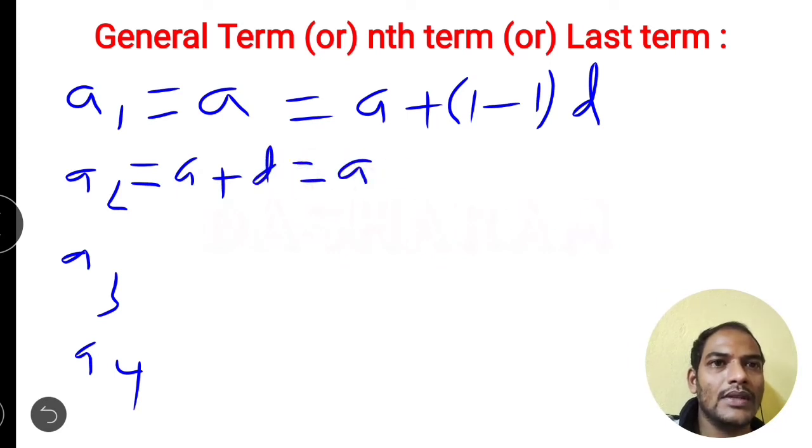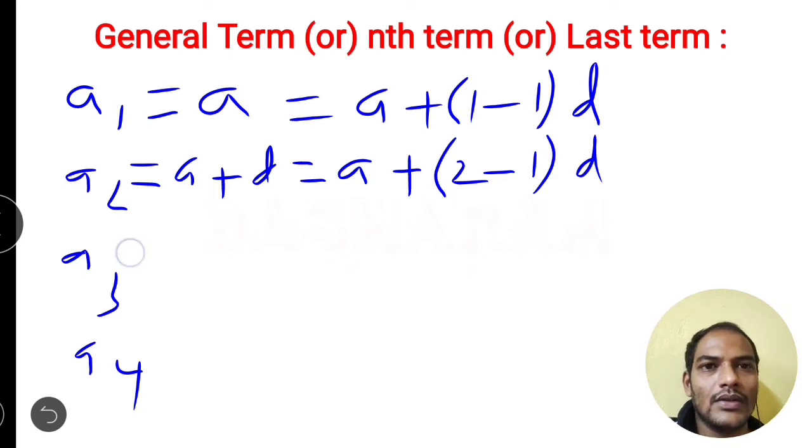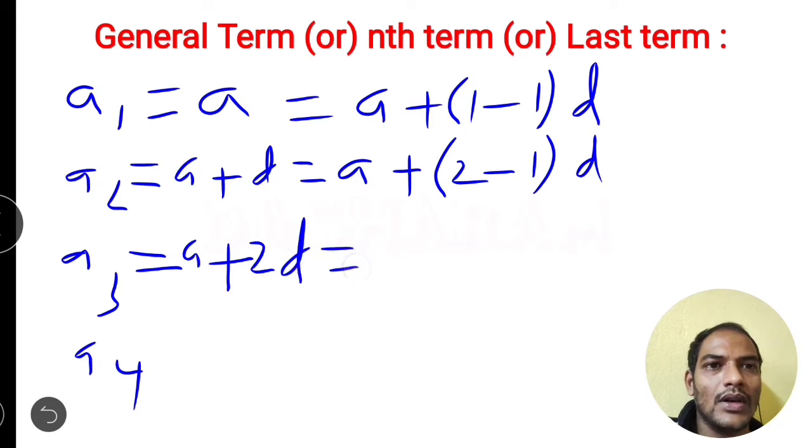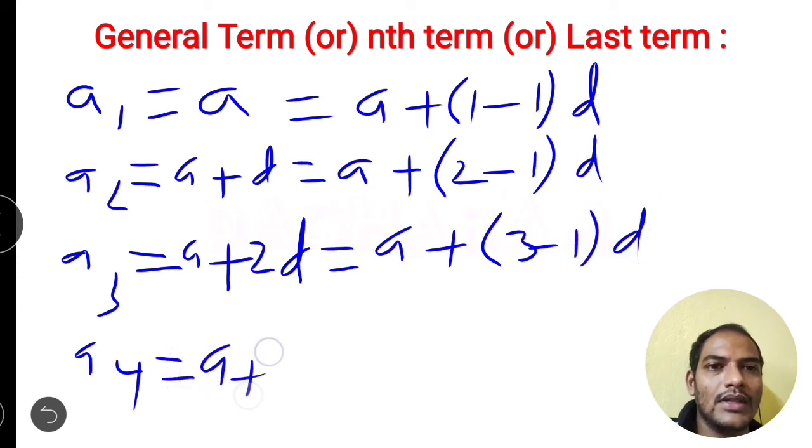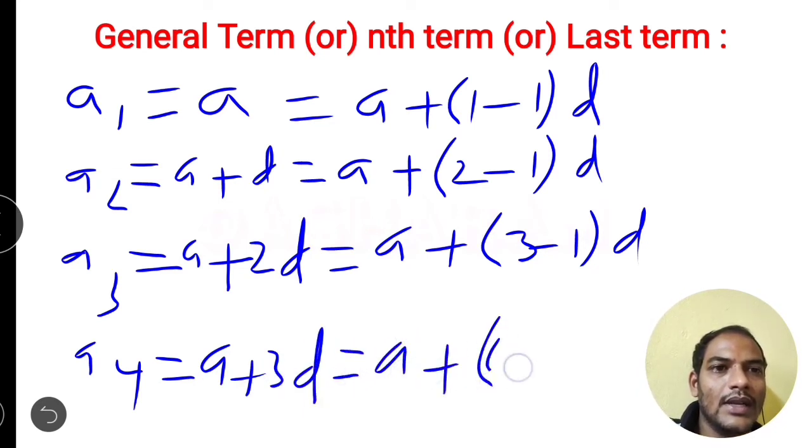So A plus D, I am writing as 2 minus 1 into D. 2 minus 1 is 1, 1 into D. So next A3, actually A3 is A plus 2D. Now A plus 2D, I am writing as 3 minus 1 into D. Next A4, A plus 3D as per the general form. So A plus 3D, I am writing as 4 minus 1 into D.